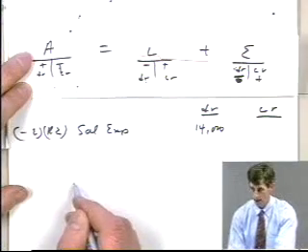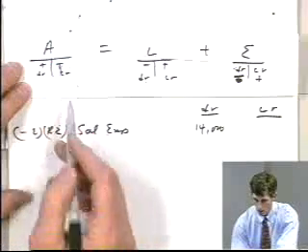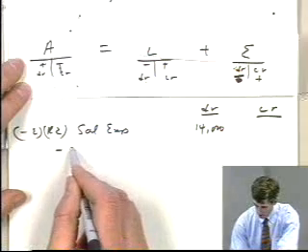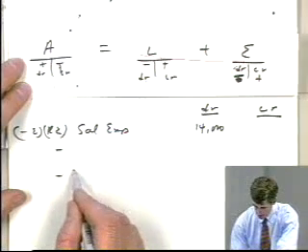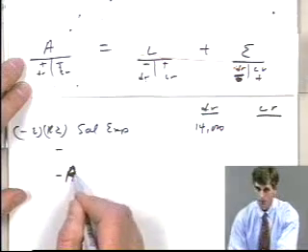Oh, $14,700. So we have an asset account, and we credit, or decrease, a cash account. We decrease an asset.